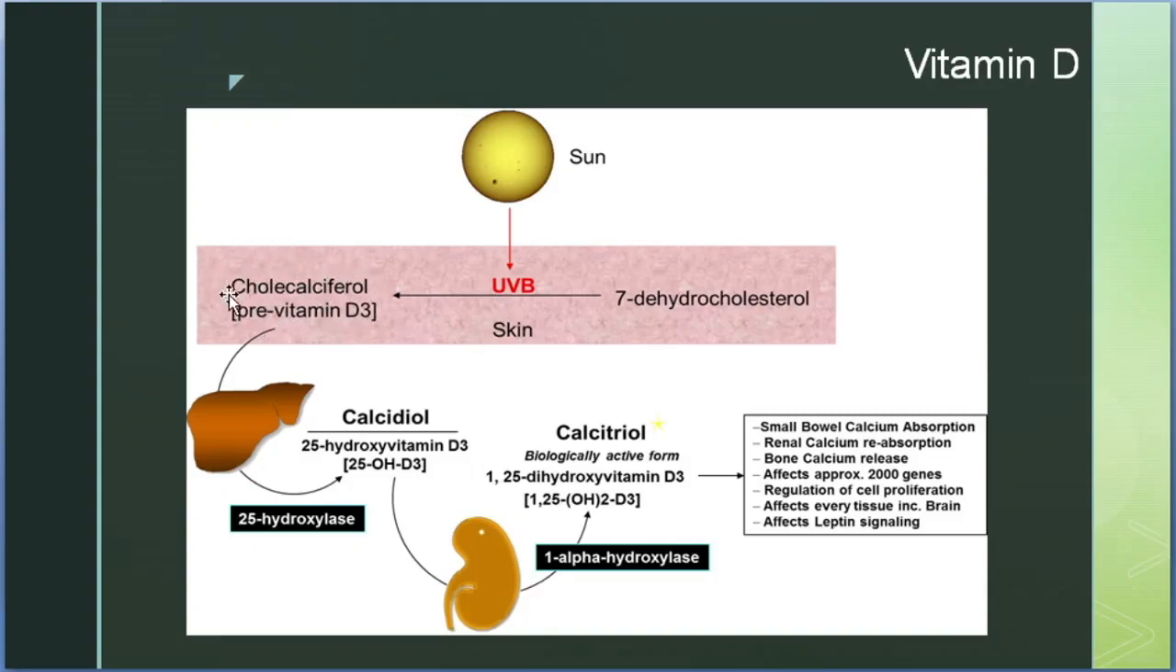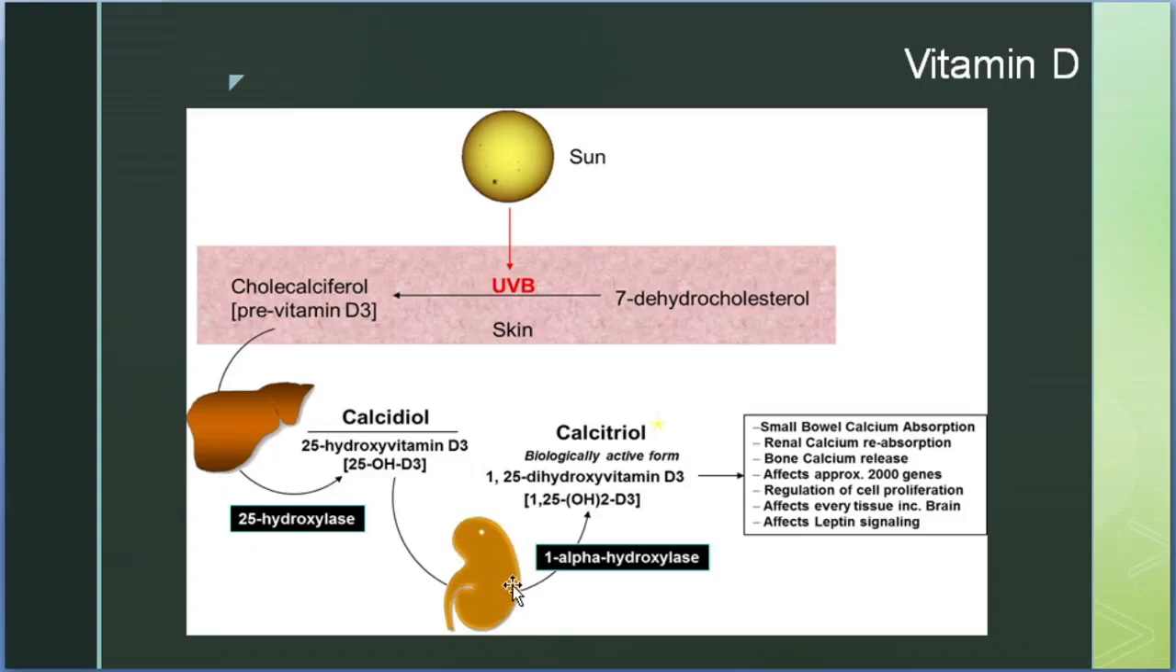Your cholecalciferol will undergo hydroxylation by the action of your 25-hydroxylase, making now your cholecalciferol into 25-hydroxy-vitamin D3 or your calcidiol. But this calcidiol is still inactive. It needs to go to the liver to become biologically active.